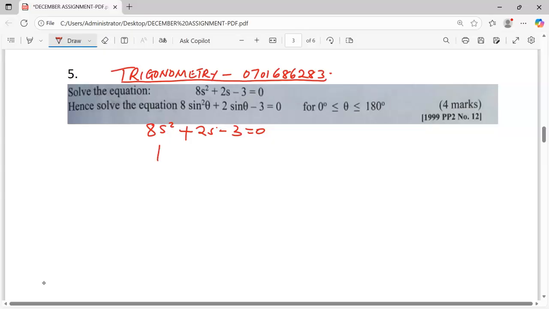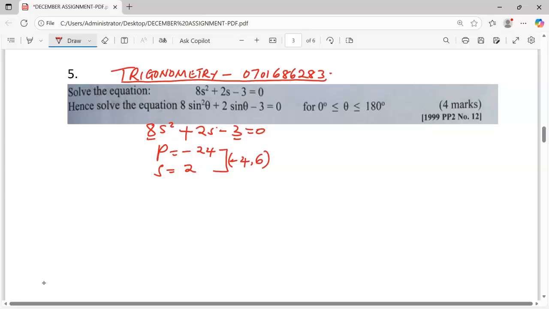We are going to use the product-sum factor method. To get the product, it is the first term times the last one, which is 8 times minus 3, giving us negative 24, and the sum is equal to the central term, or simply the linear term, which is 2. We need two factors whose product is negative 24 and their sum will give us positive 2. The two factors will be negative 4 and positive 6.